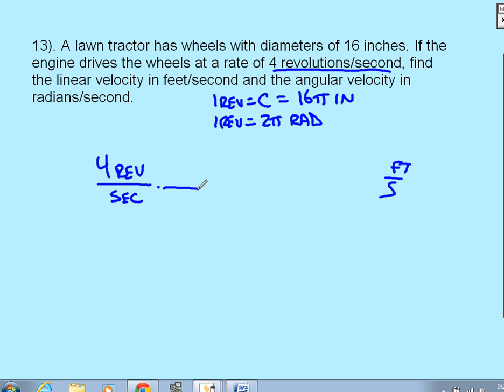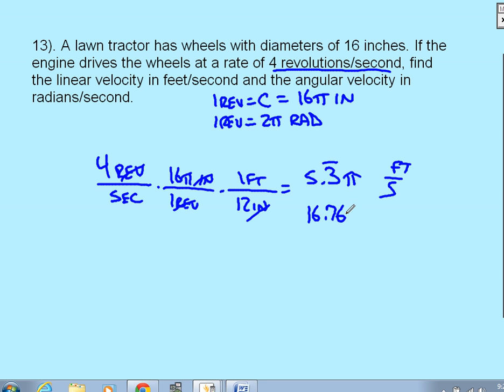Well, to get from revs to feet, first I need to get out of revs. So I'm going to say 1 rev is the same as 16 pi inches. And then I can get from inches to feet that 12 inches is the same as 1 foot. So now my unit should be, when my revs cancel, my inches cancel, I got feet per second, just like I need. So I should have 5.3 pi, I think it was 5.3 repeating, pi feet per second. Or that was 16.76 if you multiply the pi out, feet per second.